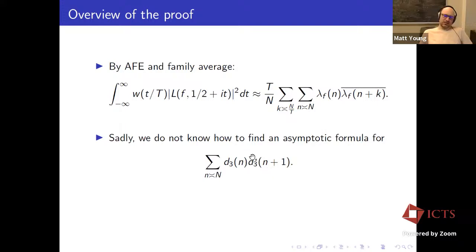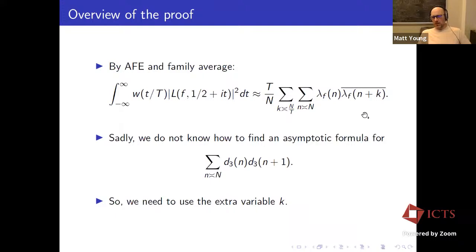And that's like the simpler version of lambda of n times lambda of n plus 1. And if you could do 1, then you should be able to do any fixed k. So we don't know how to solve this problem up here for a fixed k. So that's the bad news.